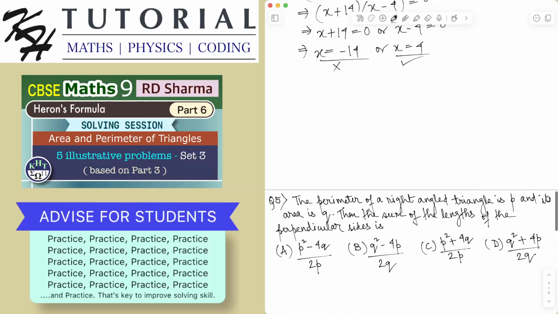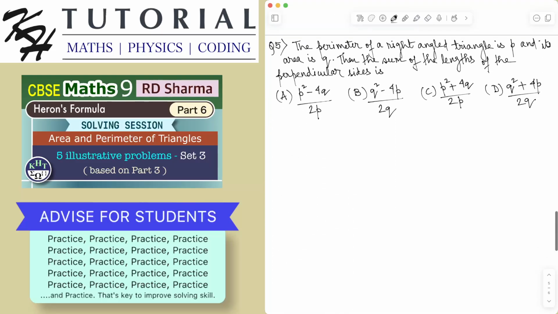Let's see the last problem, question number 5. The perimeter of a right angled triangle is P and its area is Q. Then the sum of the lengths of the perpendicular sides is, let's say this be the right angled triangle, let's say ABC. Perimeter and area is given. The question has asked to find the sum of the lengths of the perpendicular sides.